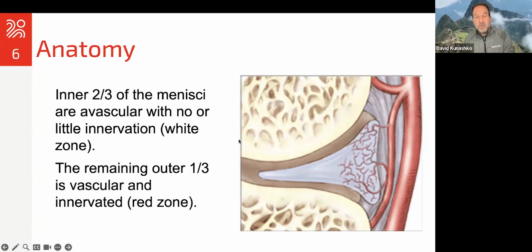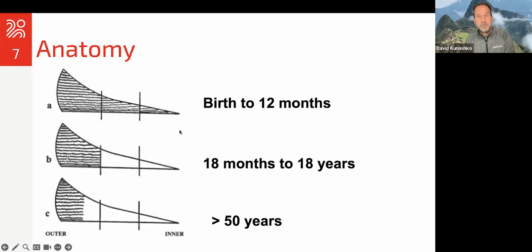The outer third has some vascularity, but of course, as we get older, there's less and less of that. This area is called the red zone, for obvious reasons, because there's blood supply.